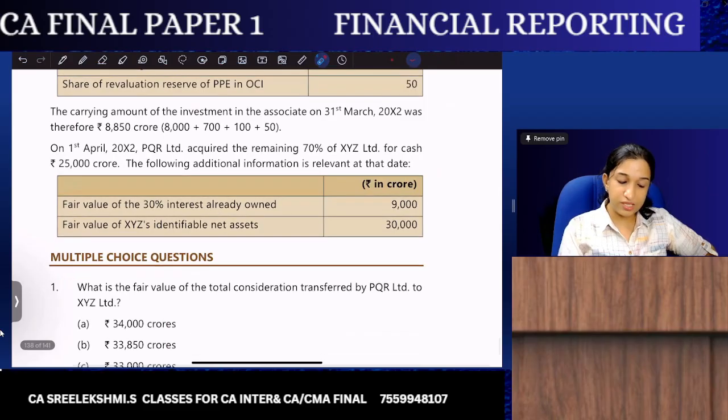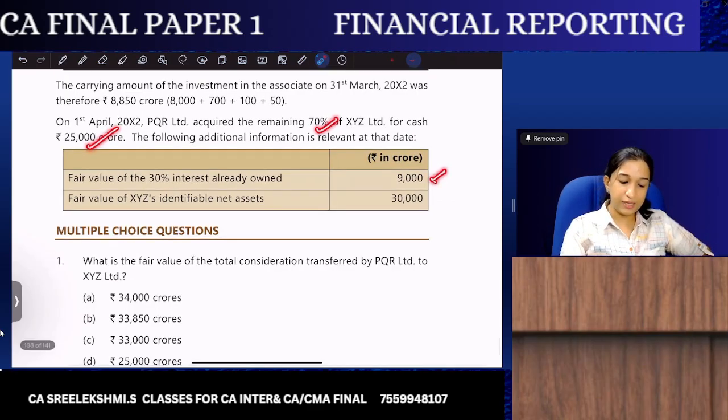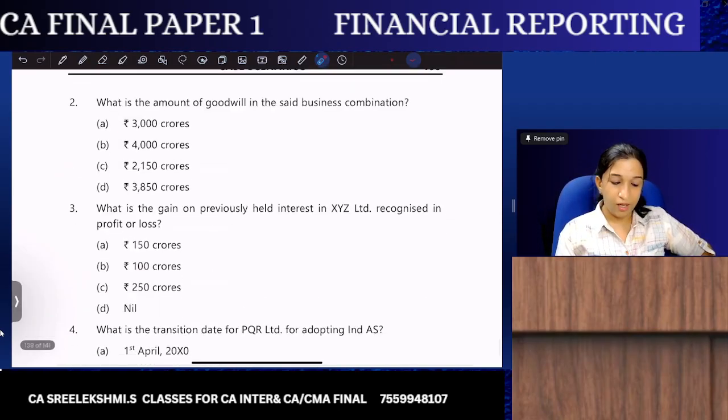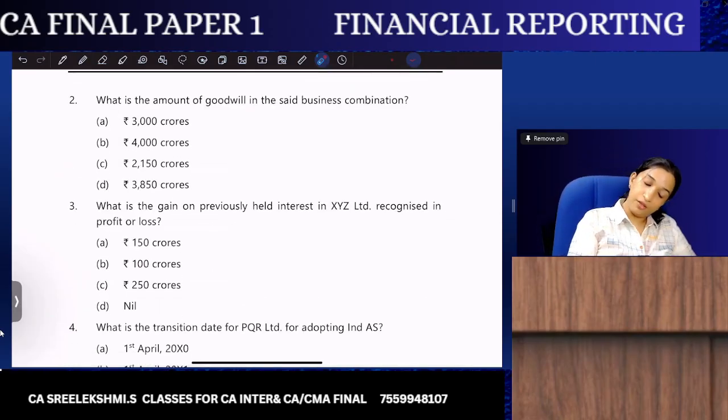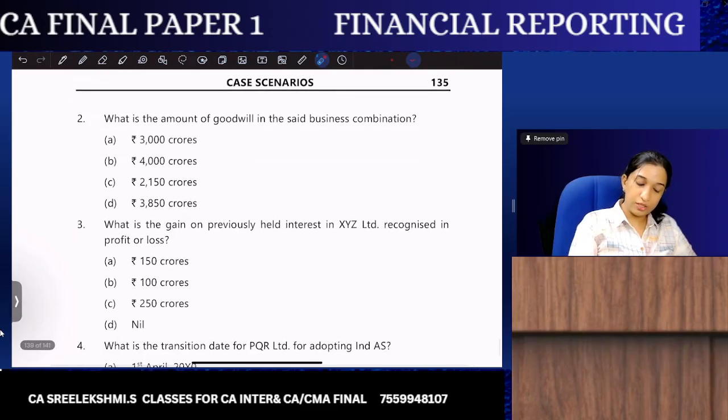Total consideration is now you paid 25,000 for 70%, and fair value of previously held interest is 9,000. So 25 plus 9, it is 34,000 is the PC. Option A. What is the amount of goodwill? So 34,000 is PC. There is no NCI, but net assets taken over is 30,000. So 34,000 you are paying. Net assets is only 30, resulting in a goodwill of 4,000.